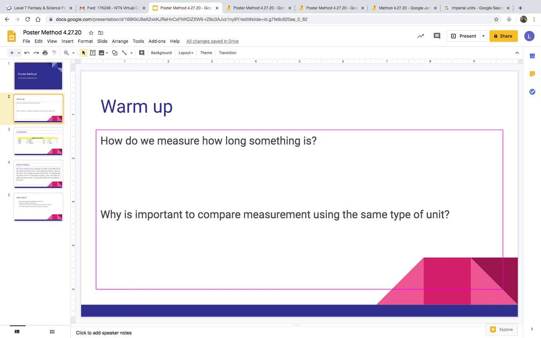Before we even look at the problem, let's warm up. Let's go back in our brain and pull out some information, right? Activate our brains. How do we measure how long something is? I want you to think about this question, and I want you to pause the tape right here and ask yourself, how do you measure how long something is? Okay? I'm going to give you a minute.